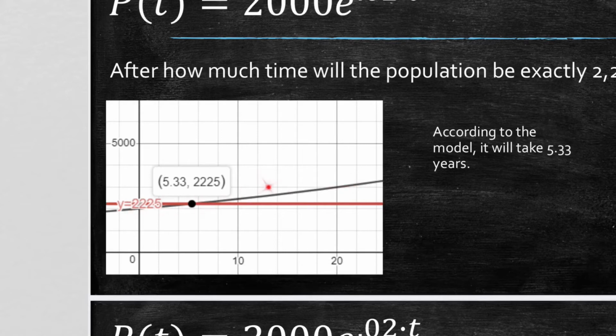You can see that we have our graph of our curve, and then we can see where they intersect. We can see that at t equals, or I guess in this case it's x, 5.33, we have the output that we're looking for, 2225. And that's what we got when we did this algebraically on the previous slide.